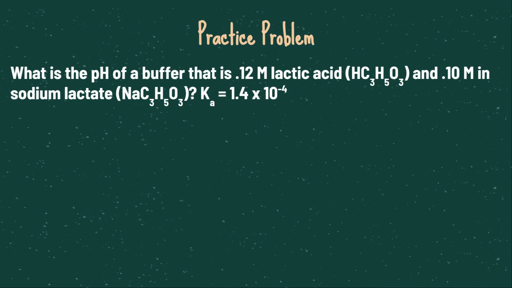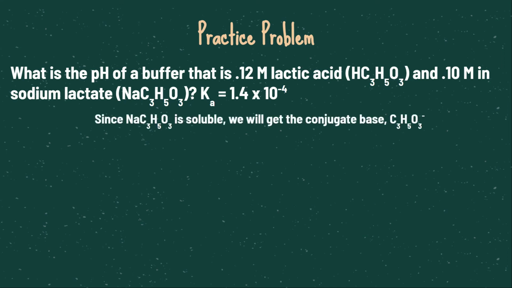What is the pH of a buffer that is 0.12 molar lactic acid and 0.10 molar in sodium lactate? Your Ka value is 1.4 times 10 to the negative fourth. Well, this can very easily be calculated using the Henderson-Hasselbalch equation. We do need to understand, though, that 0.10 molar in sodium lactate gives us our conjugate base because sodium lactate is soluble. So we're going to get the conjugate base when we put that into solution. And that will be 0.10 molar of our conjugate base.